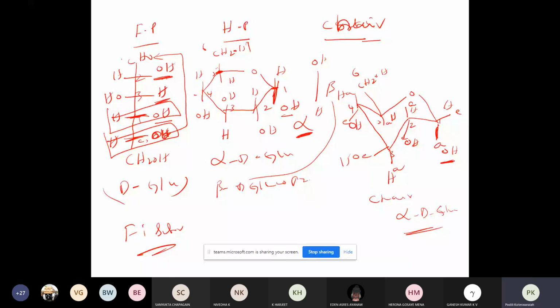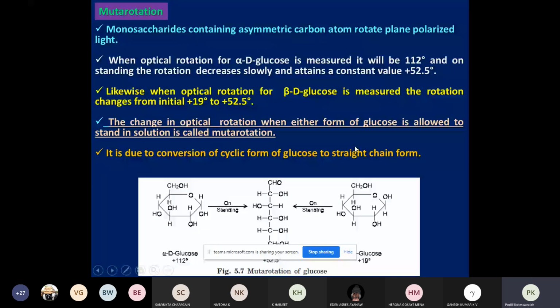In the Haworth projection, if the CH2OH group is into the ring, then it is known as an L sugar. And as I already said, only D sugars are naturally abundant, not the L sugars. So this is about how to transform Fischer projection to Haworth structure, and Haworth to the chair conformation. Now coming to mutarotation, I think many of you already know what mutarotation is.